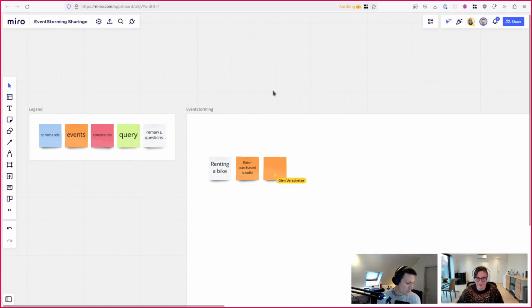Once they have a bundle, they're free to start any ride that they want. And how do they do that? Do they look at nearby bikes, or how do they find a bike?